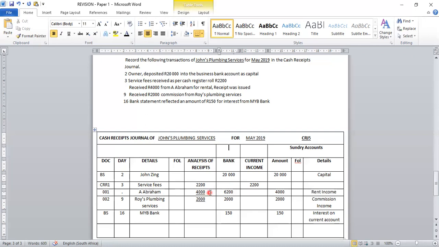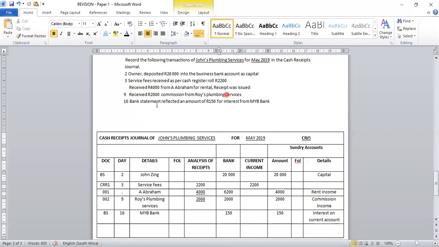We ask ourselves again, are we receiving more monies on this day? If we are not receiving any further amounts on this day, we are going to close the business, which we underline, and take the full amount for this particular day to the bank. So in this case, we will add 2,200 Rand plus 4,000 Rand. Then we have to deposit 6,200 Rand to the bank. So learners, we are taking both these two amounts to the bank. So the transaction has to continue. Again, we have to record that we receive this money for rent. This will go under our sundry accounts column, 4,000 Rand, and then our details will be rent income.